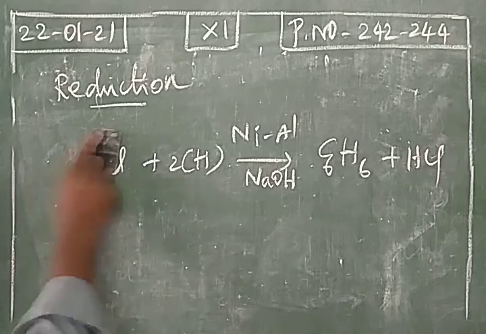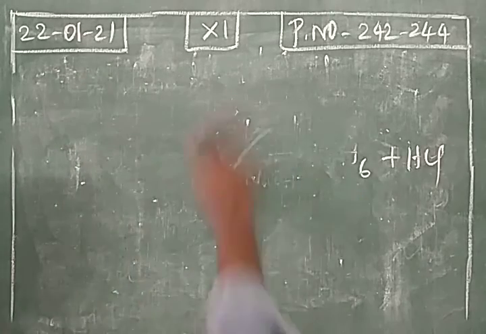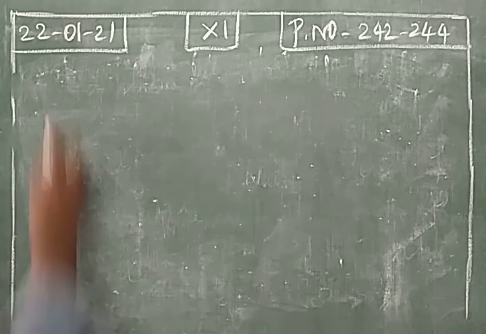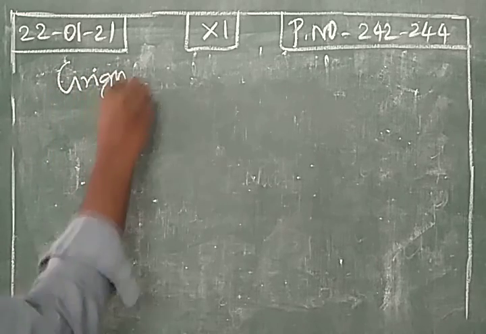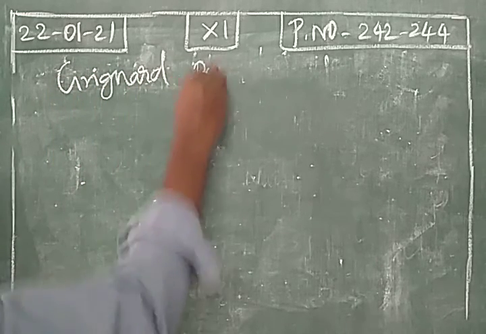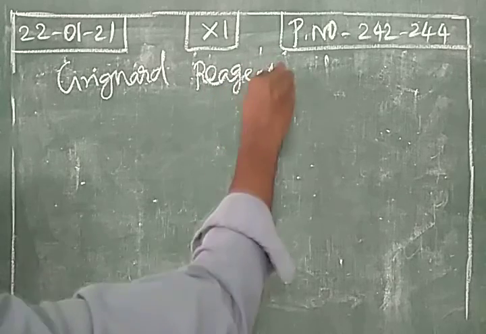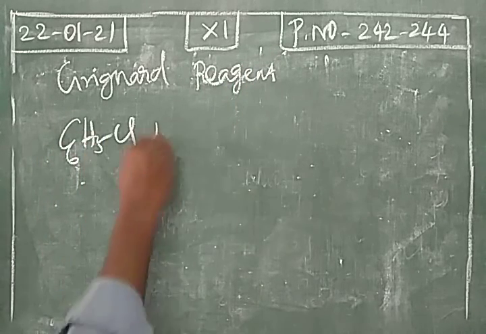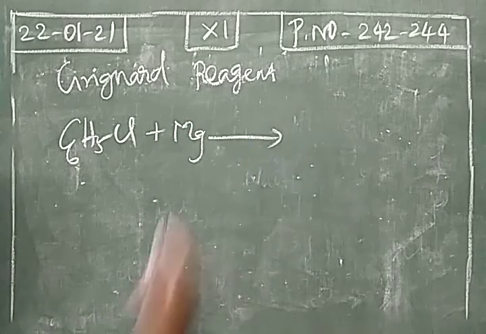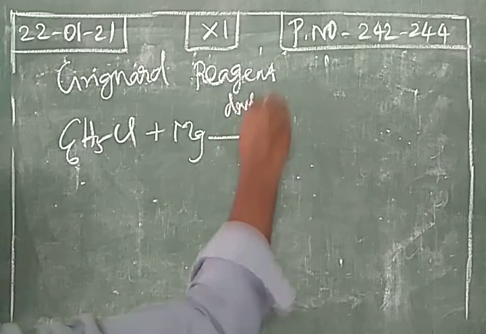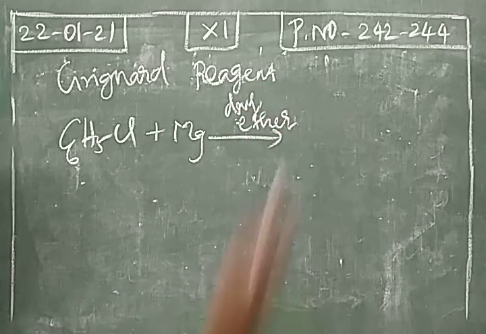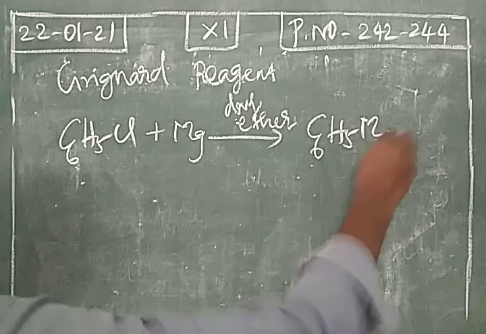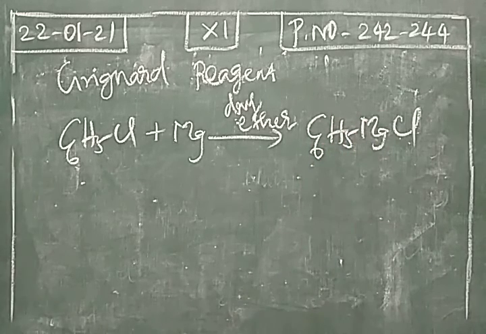Next, formation of Grignard reagent. This one we already completed. Formation of Grignard reagent. Take chlorobenzene, when it is treated with magnesium in the presence of dry ether as a solvent, we will get the Grignard reagent, phenyl magnesium chloride.